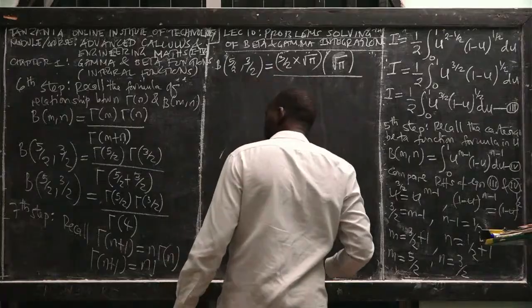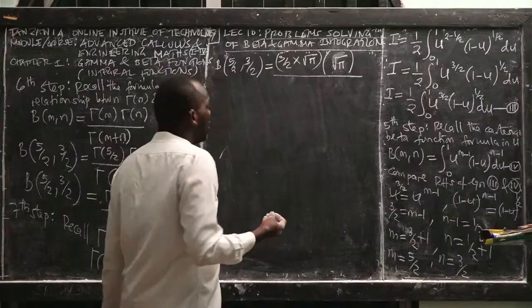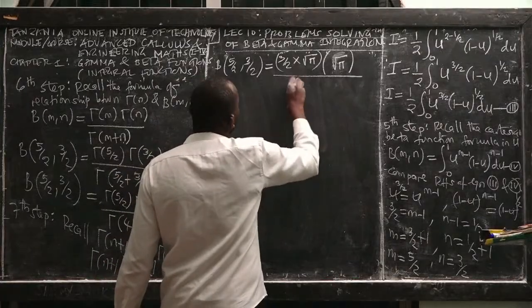Gamma of 4 is equal to gamma of 3 plus 1, where 3 is n, so it is 3 factorial.